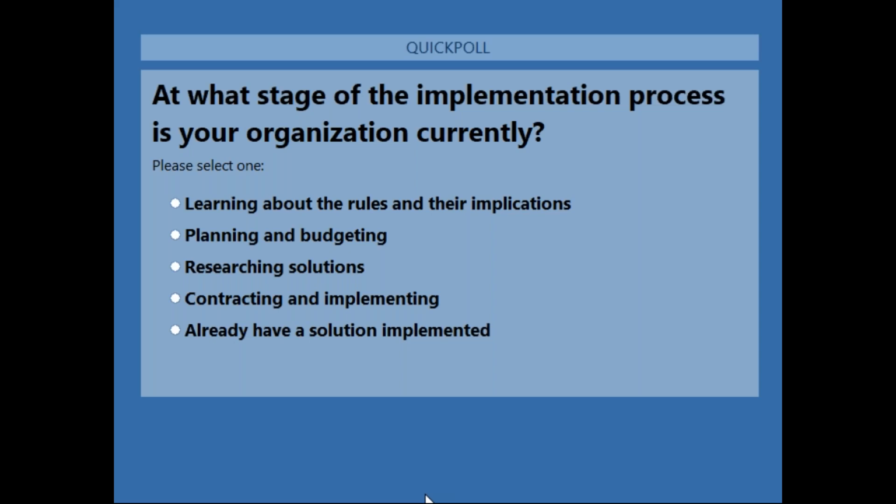Answer number 2 is we're planning and budgeting. Number 3 is researching solutions. Number 4 is contracting and implementing. Hopefully you're in this stage, but we'll see. And already have a solution implemented. Well, the numbers don't say that.